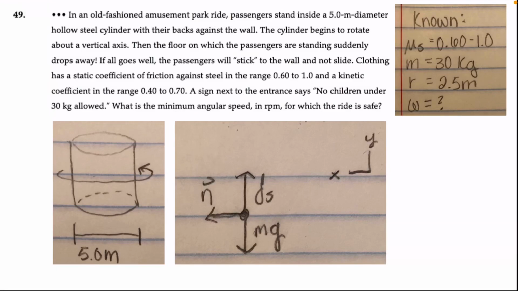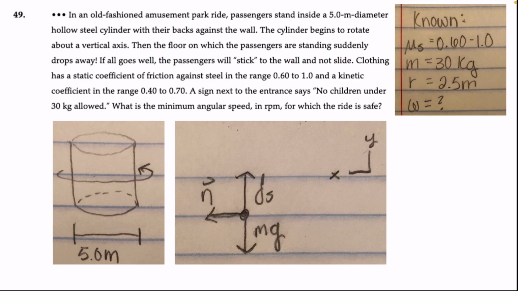So this problem is asking us about an amusement park ride, which is a hollow steel cylinder in which people stand with their backs against the wall. And this cylinder has a 2.5 meter radius. The cylinder starts rotating about a vertical axis, and eventually the floor goes out from under the people's feet. And due to the centripetal motion, the people will stick to the walls.